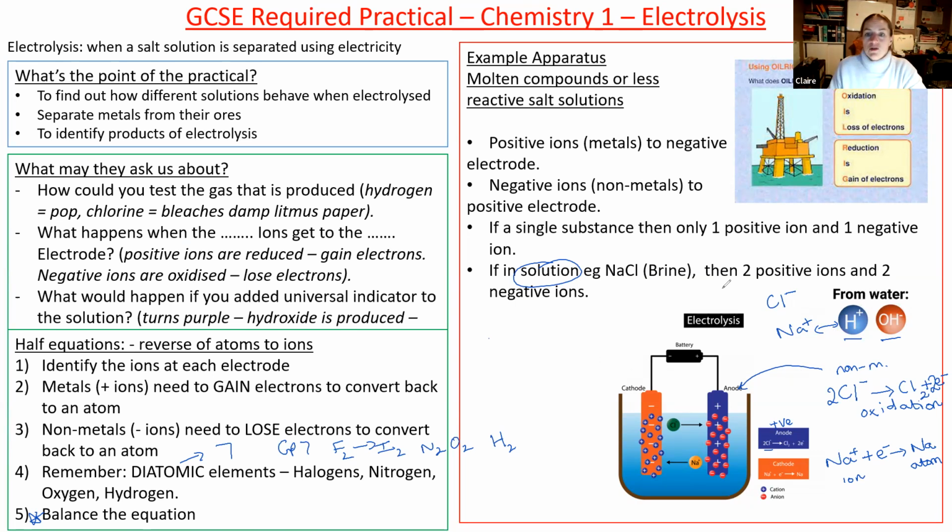Now, there are rules to which ones actually gain or lose electrons. So that's what we're going to come to in a minute. But the same principles arise. You've got to think about the half equations. Which elements are going to be attracted there? Are they going to gain or lose an electron? And that's how you write your half equations.